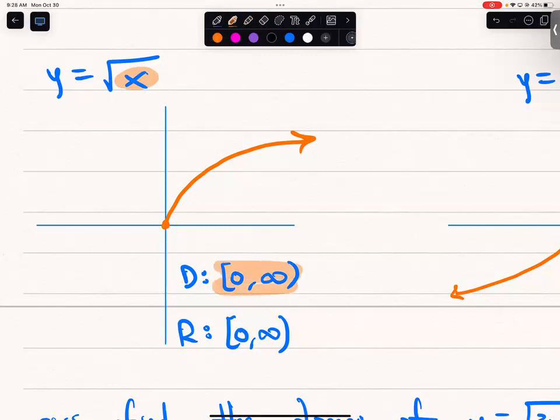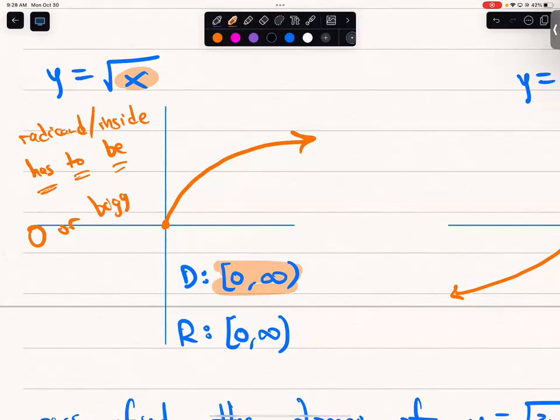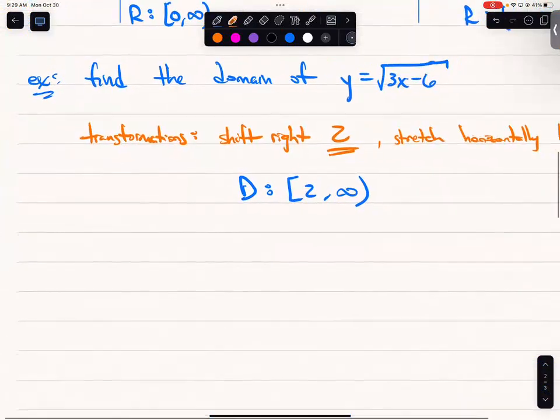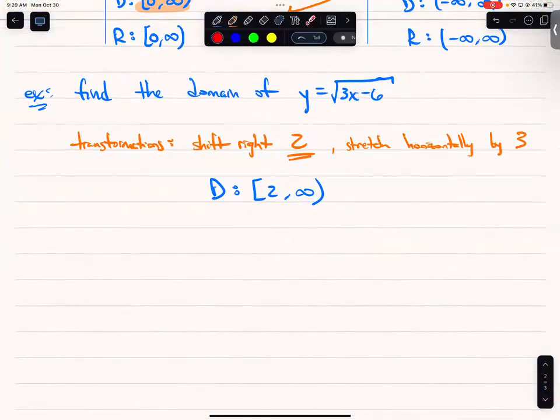So what's really happening here is that the radicand, the inside, has to be 0 or bigger, right? It can't be negative, because if it was negative, we're talking about the square root of a negative number. That's imaginary. That's outside the domain of a function that lives in the real plane. So how could I use that to figure out how to answer a question like this?